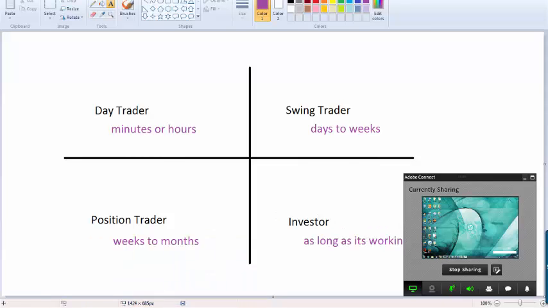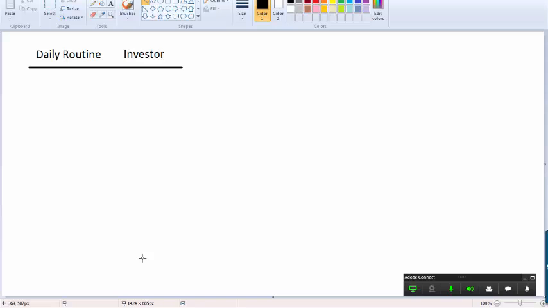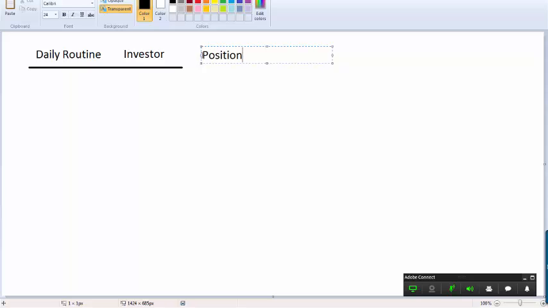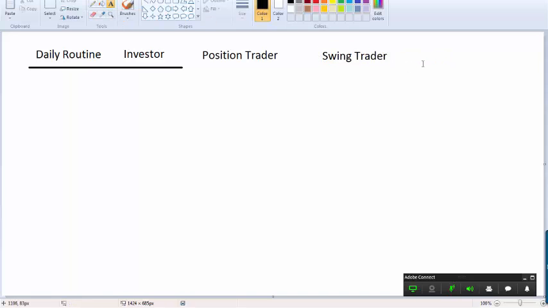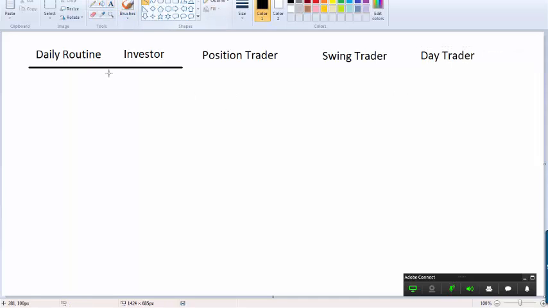Now, the first thing that we're doing is we're talking about daily routine. And we are discussing what the difference is for an investor, for a position trader, for a swing trader, and for a day trader. Okay? And daily routine is an important thing that every one of us has.